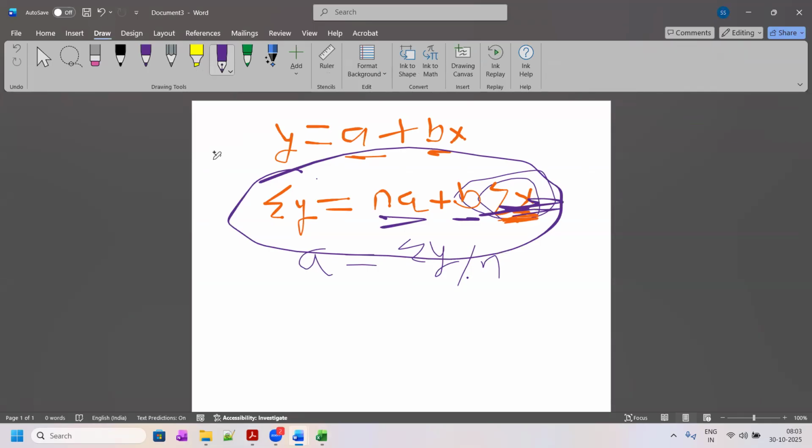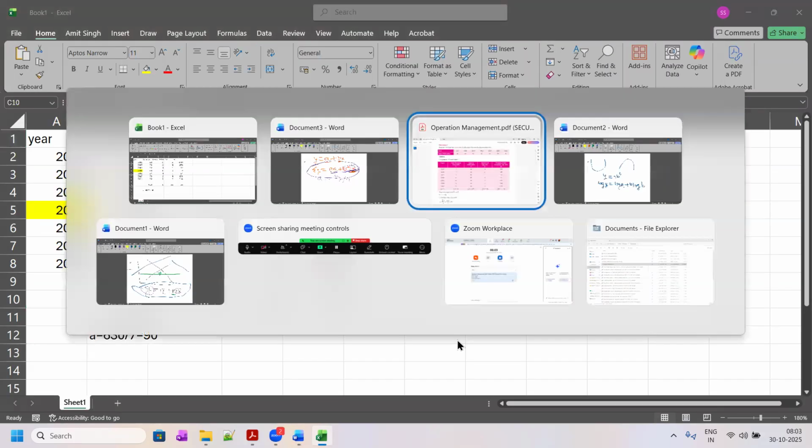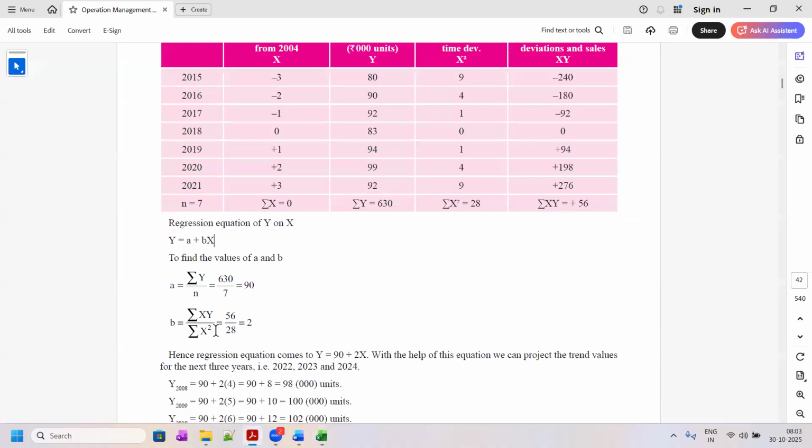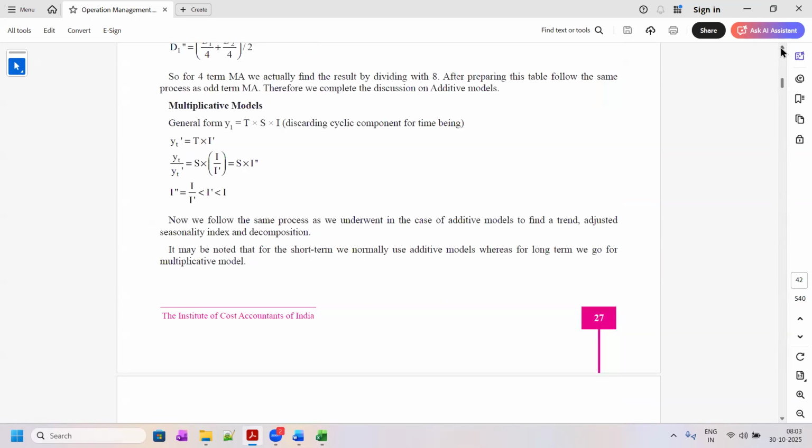Yes, sir. And then what is your b? This is your a, and then what is your b? B is nothing but sum of xy by sum of x square. So sum of xy is 56 and sum of x square is 28. So you got the b. B is 2. Your b is 2, your a is 90. Okay, so once you get this, how did you get the b value?